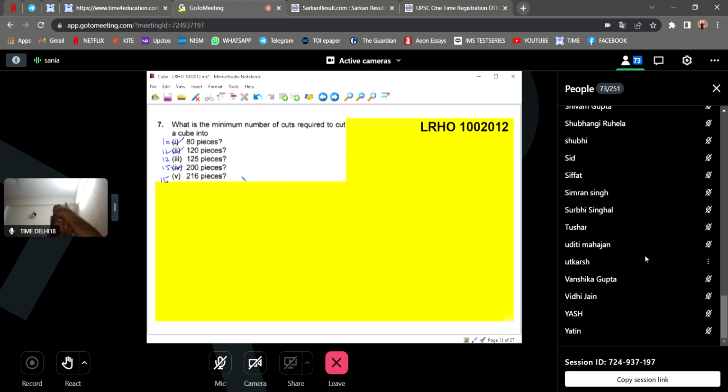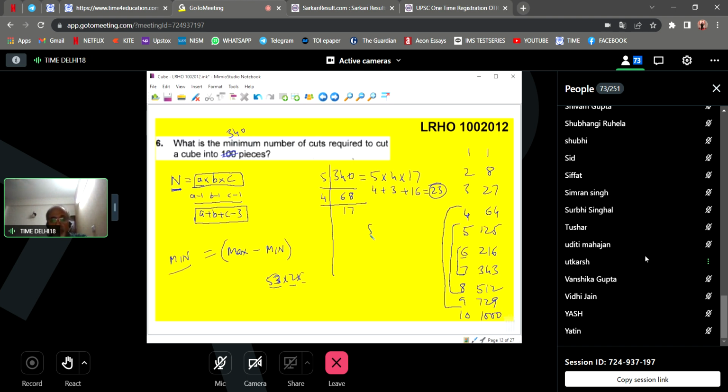Does anyone have any doubt? Does anyone want me to do any of these 5 numbers? So please explain, sir. We need 80 pieces. Where is 80? 80 is between 64 and 125. This is divisible by 4? Yes. Is it divisible by 5? Yes. Let's divide by any of these two. Divided by 5, what do we get? 16.